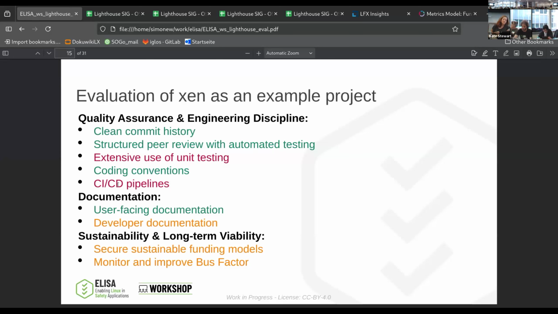And then monitor and improve bus factors. Okay, yes, and I think this is somehow always a challenge, right?